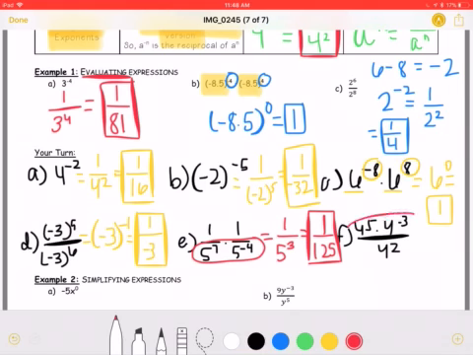Last one, I'm going to combine my numerator. They're being multiplied, same base, so we add 5 plus a negative 3 gives me a positive 2. Now we have a quotient of powers, so we subtract our powers. 2 minus 2 is just 0. So 4 to the 0 power gives me 1. So our answer here is 1.